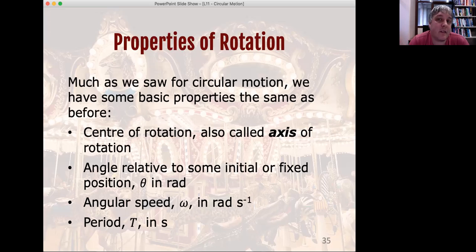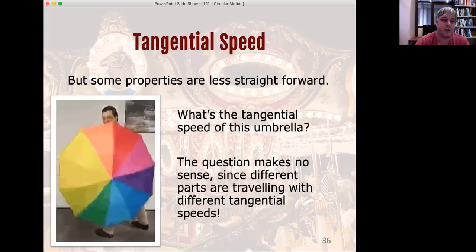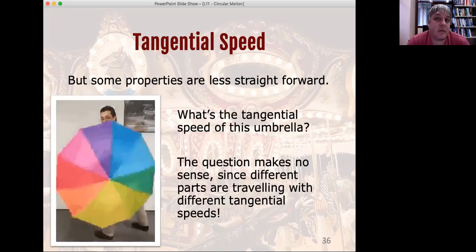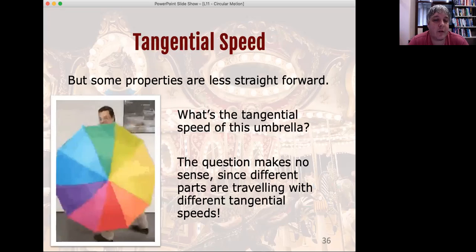We still have angular speed, omega, exactly the same. If we're defining our angle in some way, then our omega tells us how much that angle changes every second. And we still have the period exactly the same, the time taken to complete one full revolution about our axis. So very similar properties to what we saw for circular motion. But the tangential speed is not quite as straightforward.